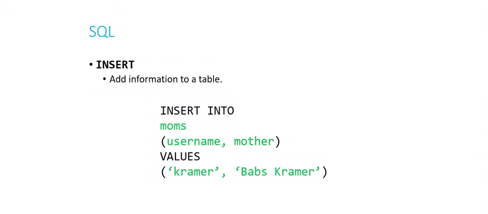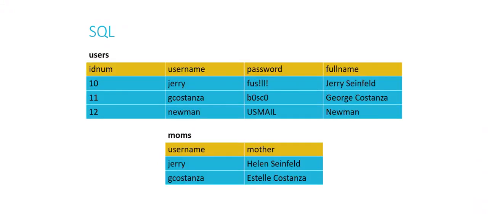Let's do this another time. Let's insert into the other table, the users table, the following values into these following columns. We can insert into the username and mother columns of the users table the values Kramer and Babs Kramer. And just like what we saw before, this is what we would have as a result. We would just insert that row, and it would now be part of our database and part of our tables. So that's the insert operation.